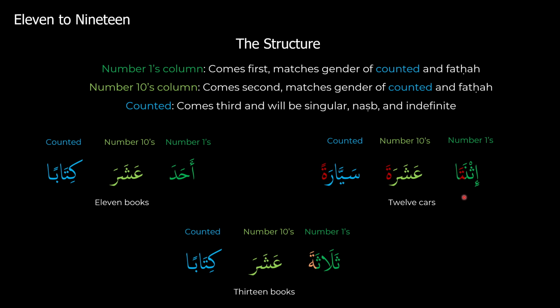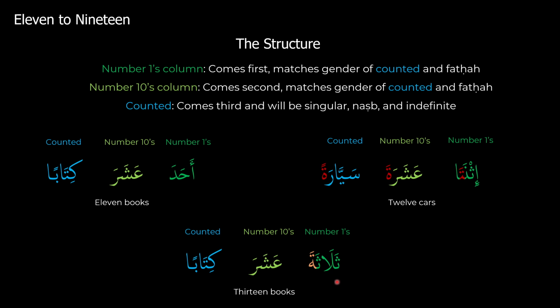Next we have إثنتا عشرة سيارة. So again, the number in the ones column comes first. So here we have 2. And it's going to match the gender of the counted. And the counted is feminine. Therefore, we have the ta here for femininity. So that's why it's إثنتا. And then we have عشرة, the number in the tens column. And again, matching in gender. So it's also feminine. And then we have سيارة. This is going to be in the singular form, nasb, and indefinite. So this is 12 cars.